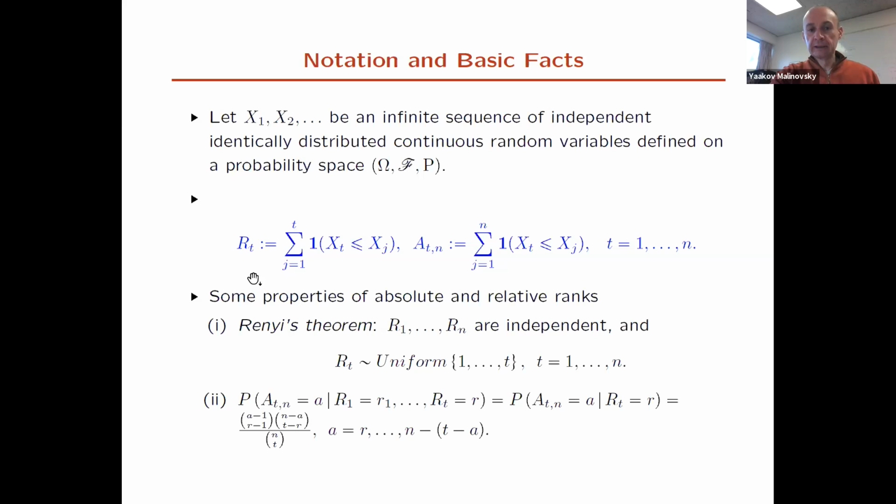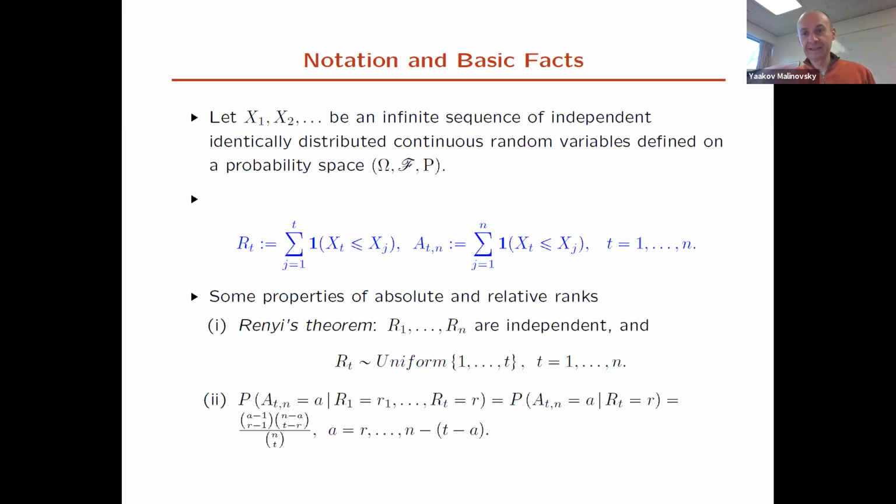Now, this quantity has some properties, and the main property is based on Rényi's theorem. Rényi's theorem states that relative ranks are independent, uniformly distributed on the integers 1 to t. It's not a complicated result to prove, but it's a basic result that's useful in the calculations.